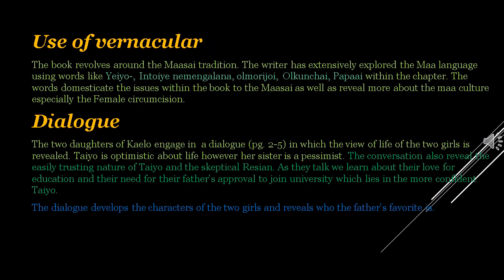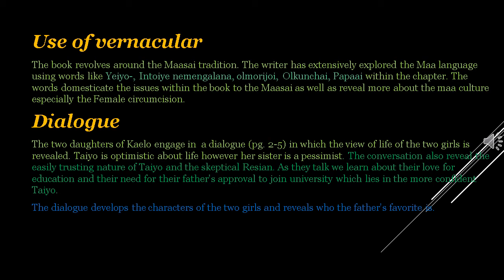Okay, good. There is the use of vernacular. The book revolves around the Maasai tradition. The writer has extensively explored the Ma language, using words like yeyo, intoye, nemengalana, olmorijoi, olkunchai, papai within the chapter. So the words domesticate the issues within the book to the Maasai, as well as reveal more about the Ma culture, especially female circumcision.